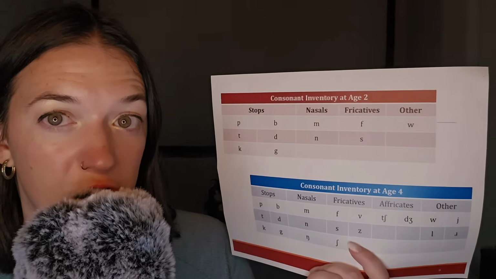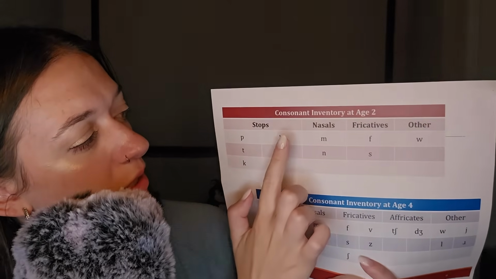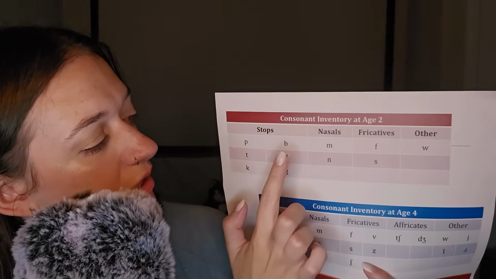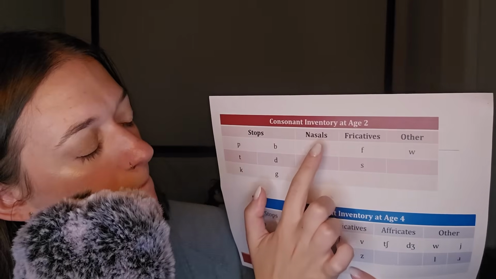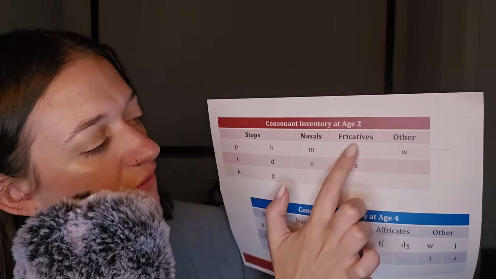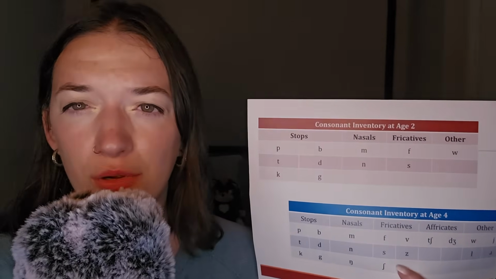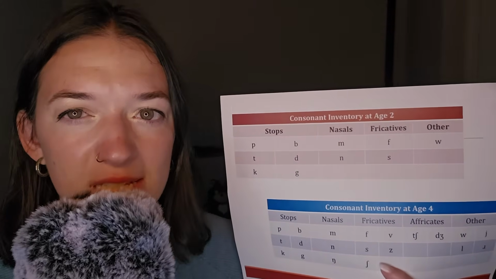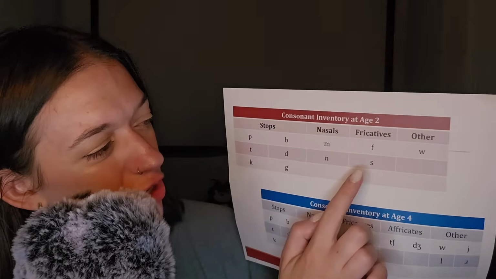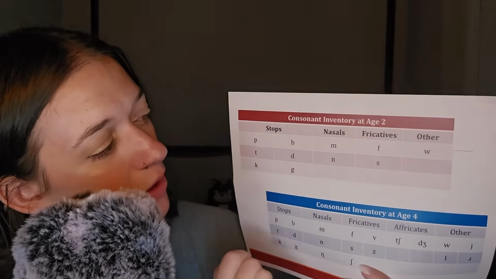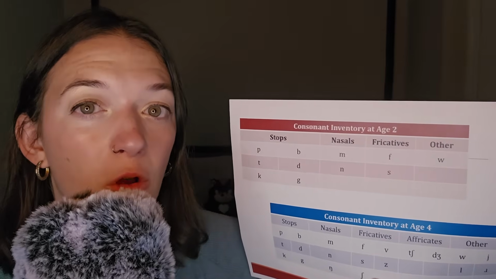So, an English-speaking child by age 2 can pronounce the sounds p, b, t, d, k, g, m, n, f, s, and w. This is a pretty good number of sounds, but it's still missing some important sounds in the English language. There are no voiced fricatives. We're missing the other nasal, ng, in sing or linger.